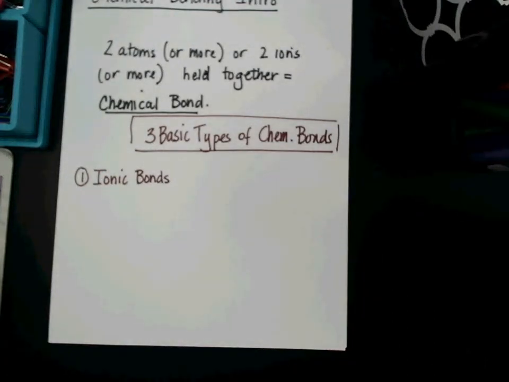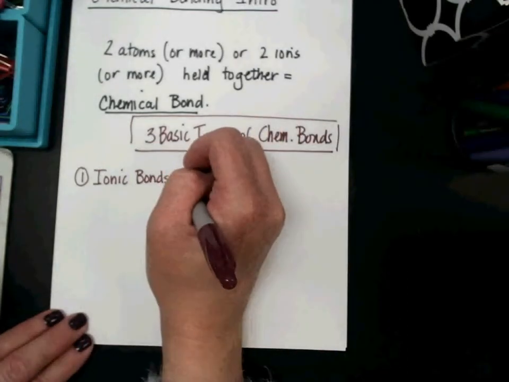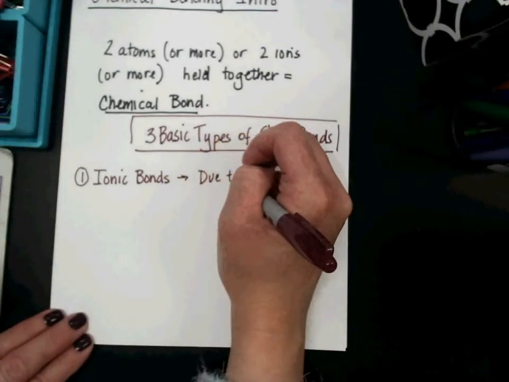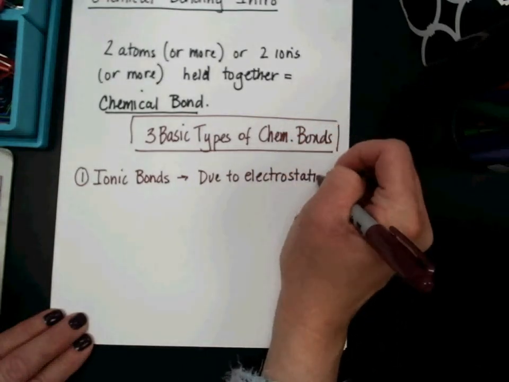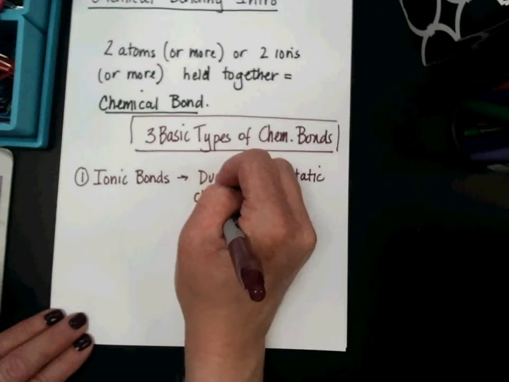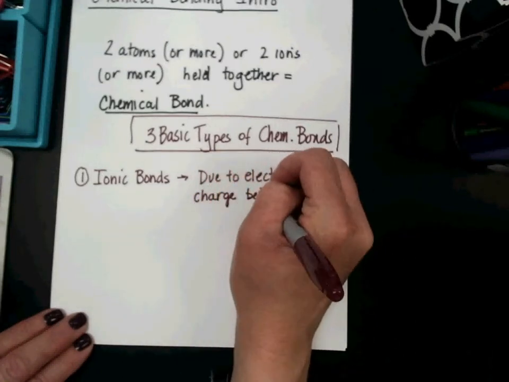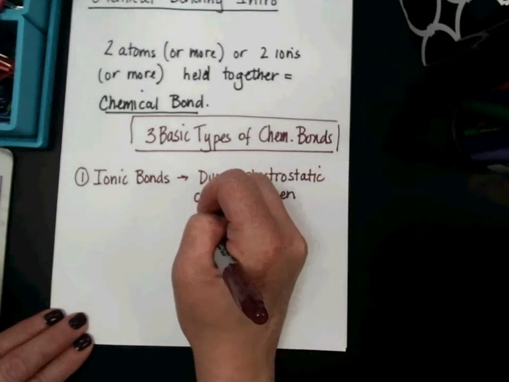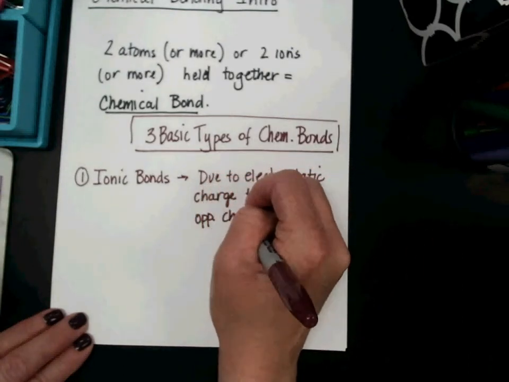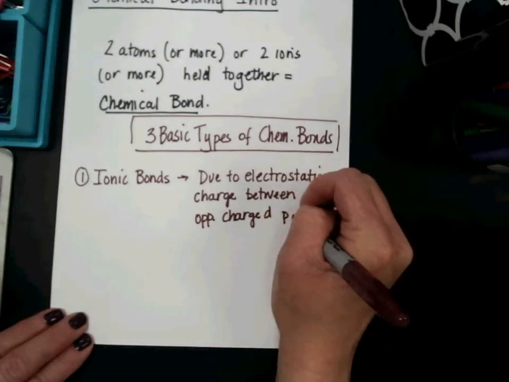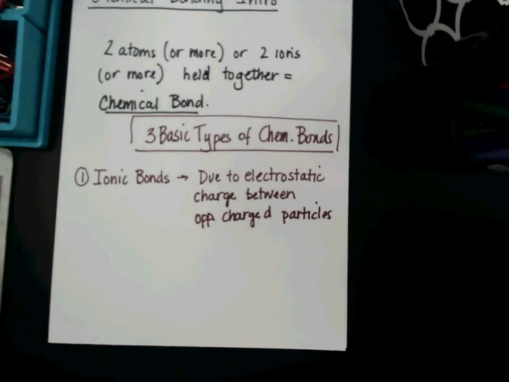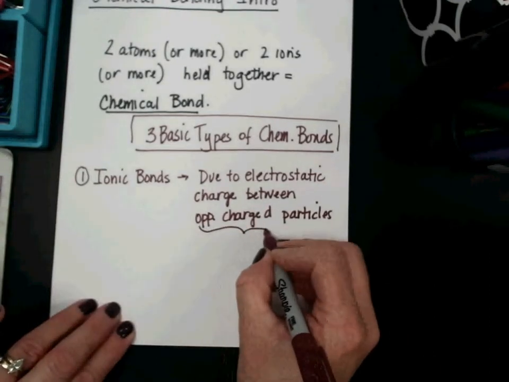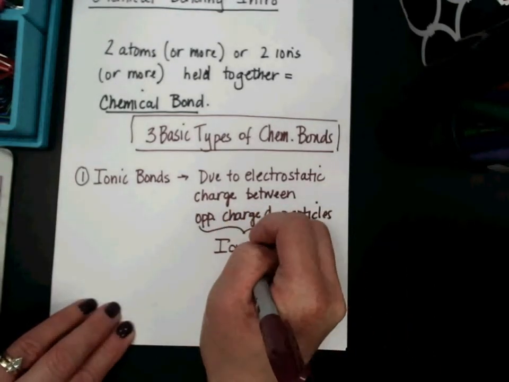We've been working with those indirectly kind of all year. I would say that these are due to electrostatic charge between, if you think about this, you'll know, between oppositely charged particles. So if I have an ionic bond, we already know this, we have oppositely charged particles that are attracted to each other. These oppositely charged particles we call ions.